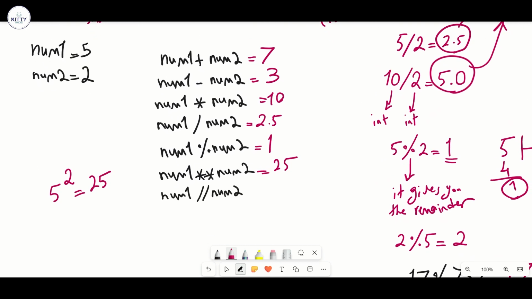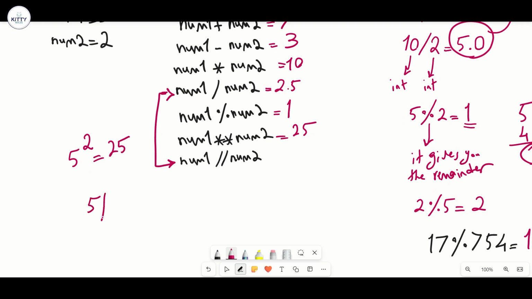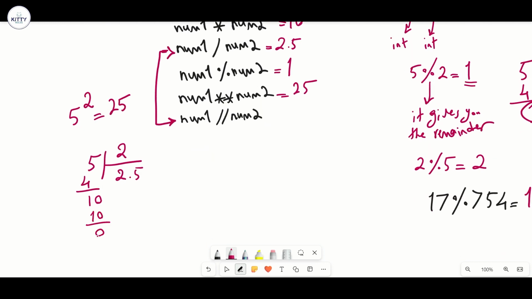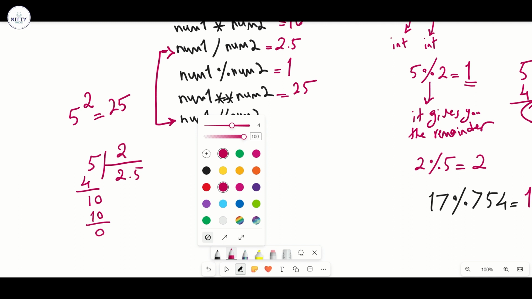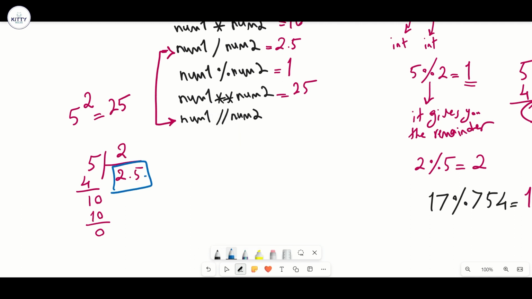And the last one, which is the floor division. So there is a difference between these two operators. We have normal division and we have floor division. So let's talk about the normal one. 5 divided by 2. You just say 2 here and then 1, 10, 5, 10, and 0. So this is the answer for 5 divided by 2.